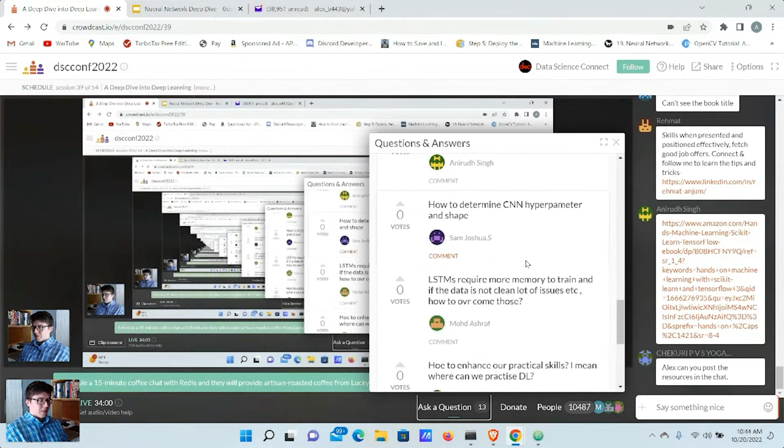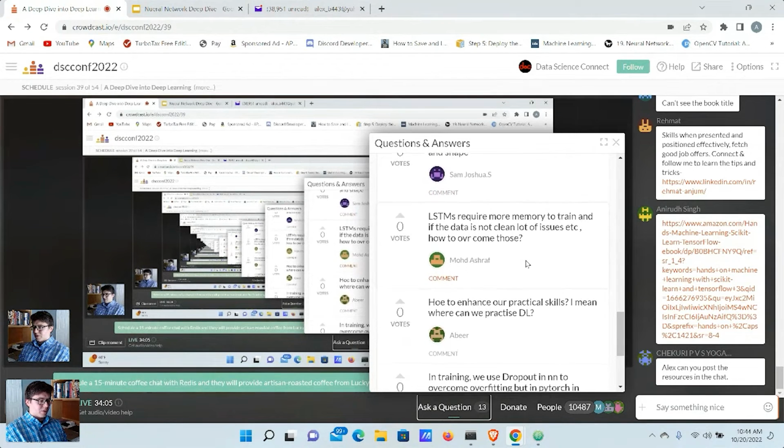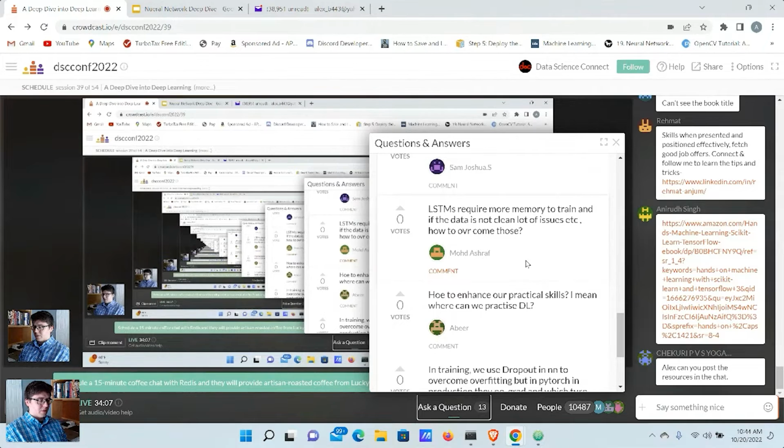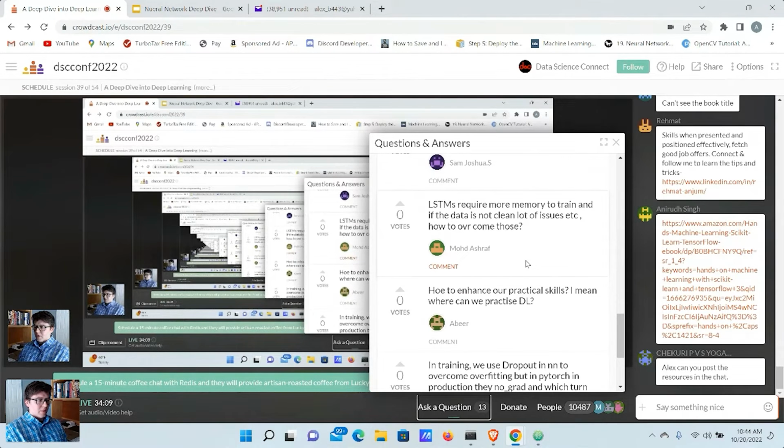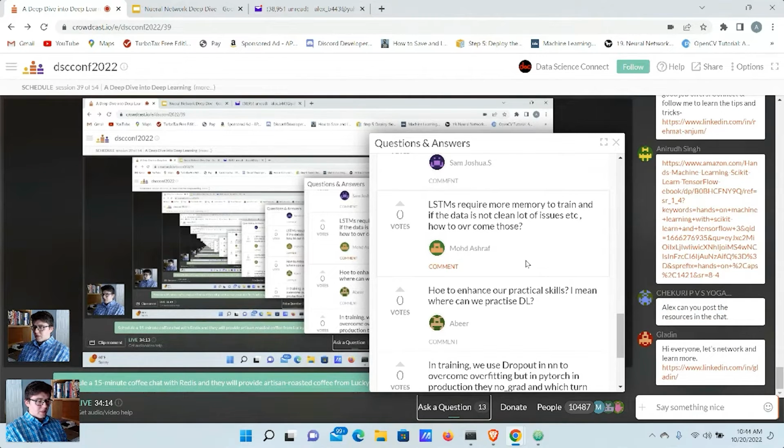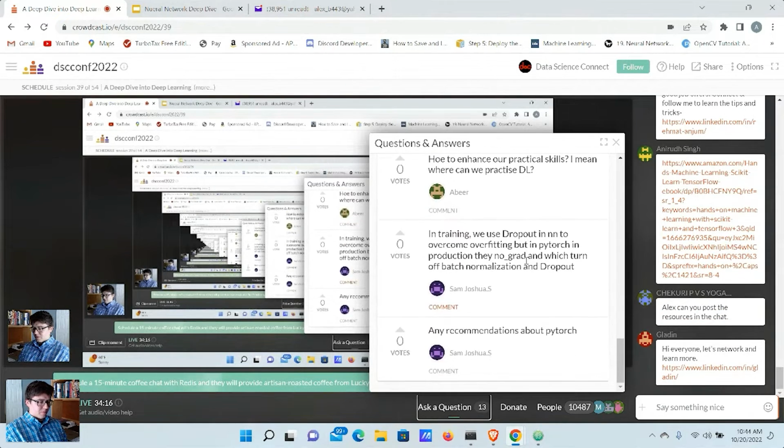How to determine CNN hyperparameters and shape? We'll get to that. LSTMs require more memory to train, and if the data is not clean, a lot of issues, etc. How do I overcome those? Yep. So one thing you can do is... LSTM. Yeah. A lot of questions.